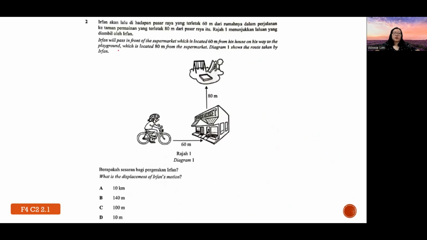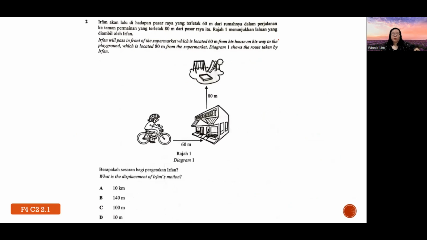Next question. Irfan will pass in front of the supermarket, which is located 60 meters from his house, on his way to the playground, which is located 80 meters from the supermarket. Diagram 1 shows the route taken by Irfan. What is the displacement? So what is displacement?